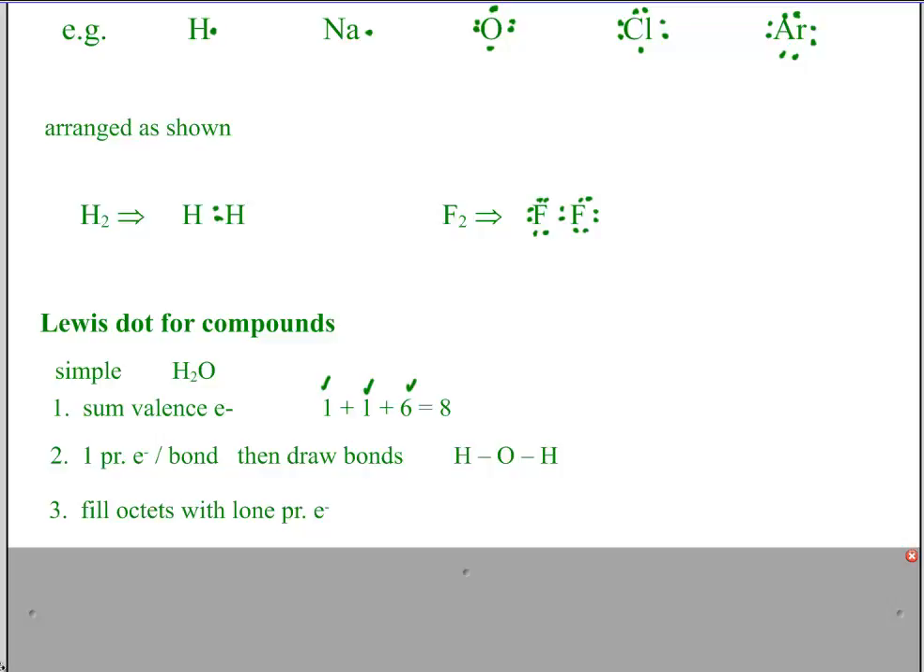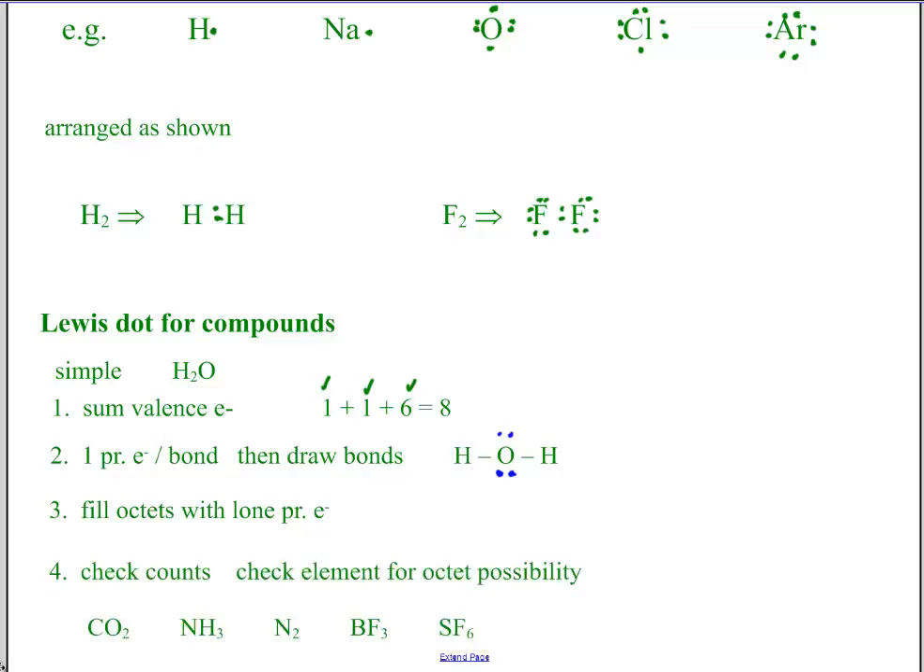So I've used 2 of my 4 pairs. I have 2 pairs left. So those 2 pairs are going to go on oxygen. And you will be expected, if you draw Lewis structures, to show lone pairs as dots, not bars. So there's a lone pair, and there's a lone pair for oxygen in water, and so there's our Lewis structure for water.